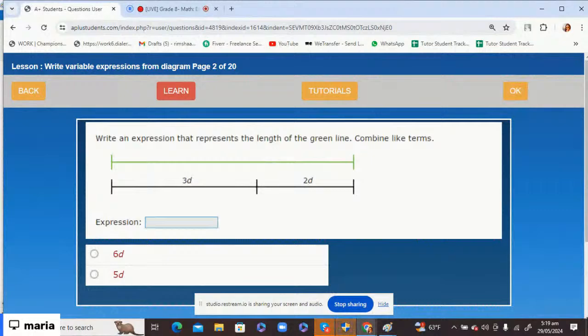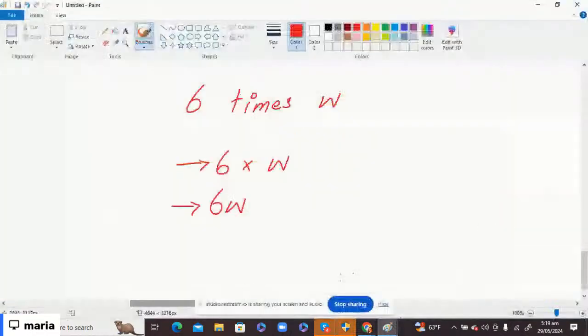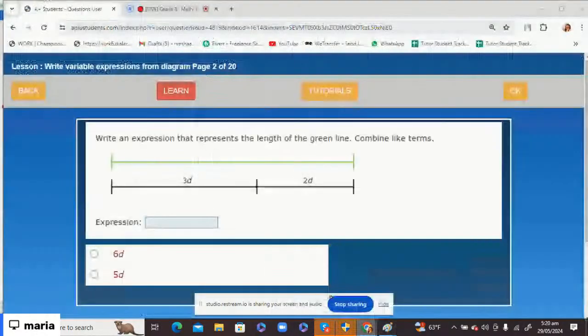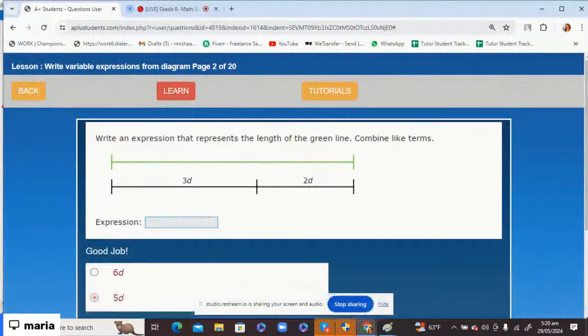Okay, so write an expression that represents the length of the green line. Again, the same thing. Black line is given, which is 3D plus 2D. Okay, so how can we write 3D plus 2D? Look, this is 3D plus 2D. These are addition. So 3 plus 2 is 5 and D as it is. Okay, so which one is the answer? Answer is option B. Let's move.